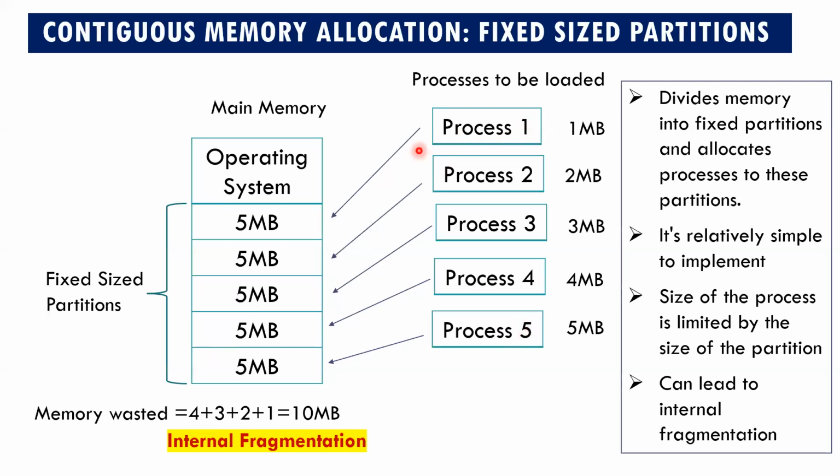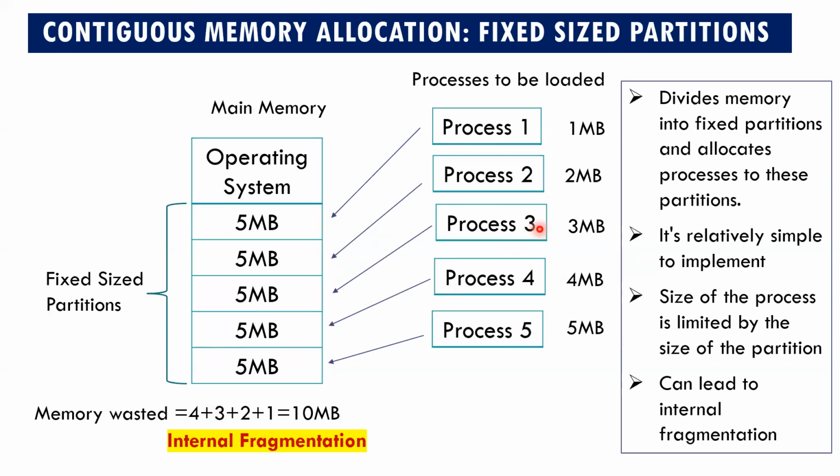So if we allocate the first block of 5 MB to process 1, which requires only 1 MB of space, there is another 4 MB of space that is being wasted. Here you can see the memory wastage after storing process 1 is 4 MB. And similarly, process 2 is stored in the second partition; it is only 2 MB, but the partition size is 5 MB. So the remaining space that is wasted is 3 MB, another 3 MB after storing process 2.